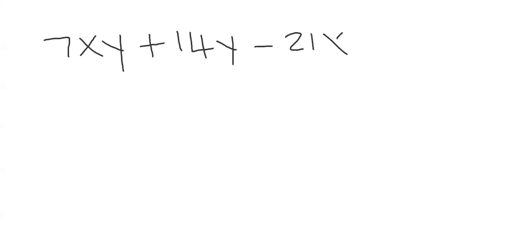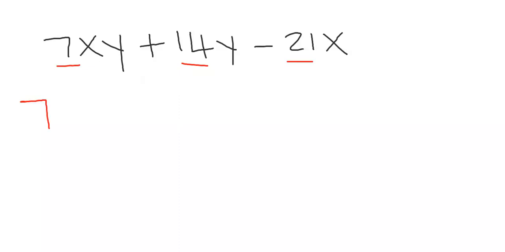So example number 9: 7xy plus 14y minus 21x. We do the same thing. We look for a factor of 7, 14, and 21. And that factor is 7. We put it outside the brackets.